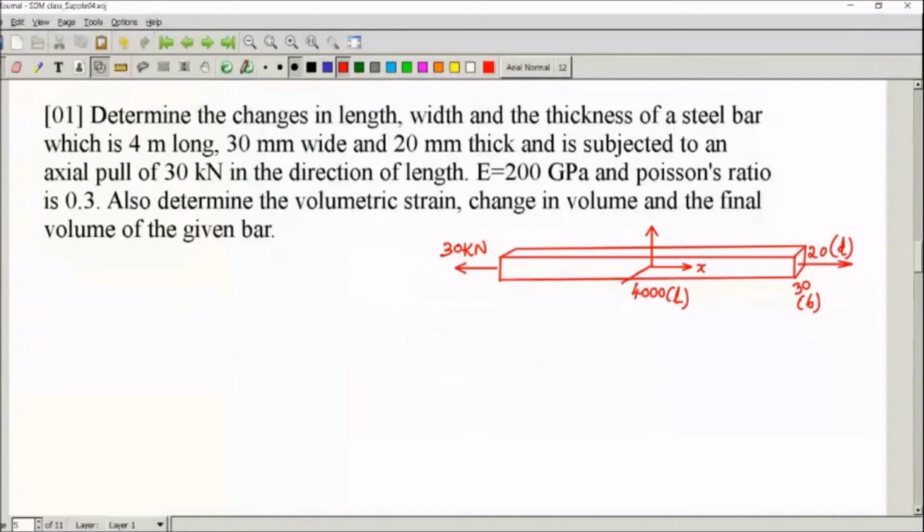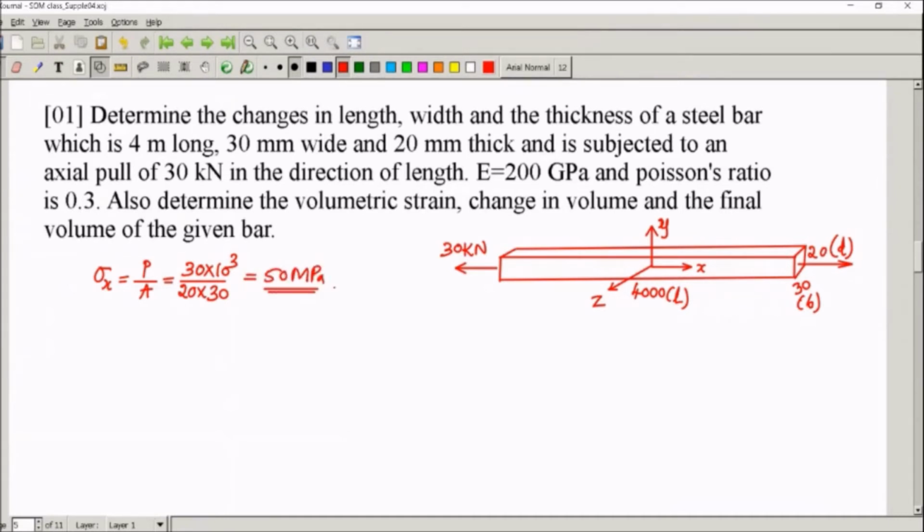And along the width, call it the z-axis. Y, this is z. Sigma x can be written easily. Sigma x is what? P divided by A. P is along the x direction, so 30 into 10 power 3 divided by area. Area perpendicular to the x-axis is how much? 20 into 30. We can calculate this as 50 MPa.